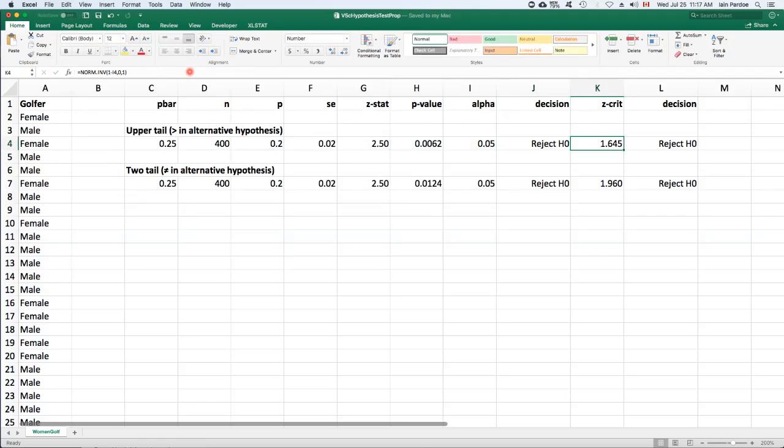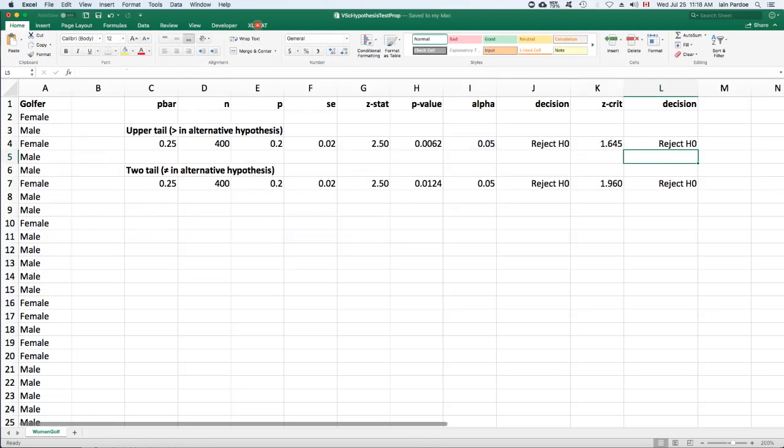If we used a critical value approach, we would use the critical value 1.645 because that has an upper tail area of 0.05 to the right of it for a standard normal distribution. Decision rule for the critical value approach is if the test statistic 2.5 is in the rejection region, which for an upper tail test is to the right of the critical value, then reject the null. And 2.5 is bigger than 1.645, so we reject the null.